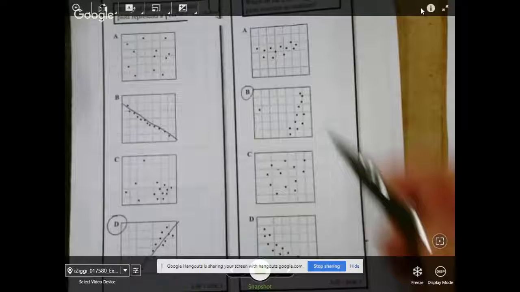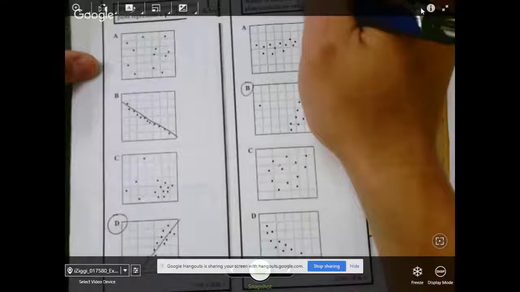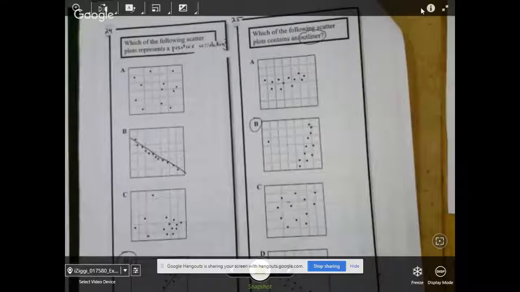Okay, number 26. All right, so for this one, 26 and 27 we're doing in class.